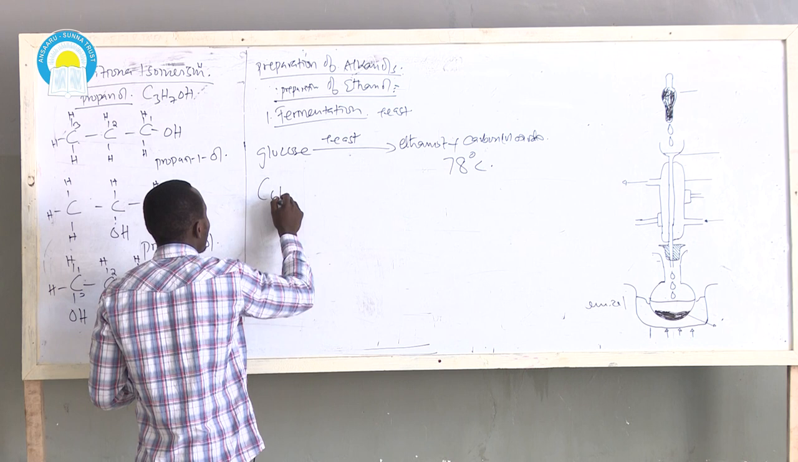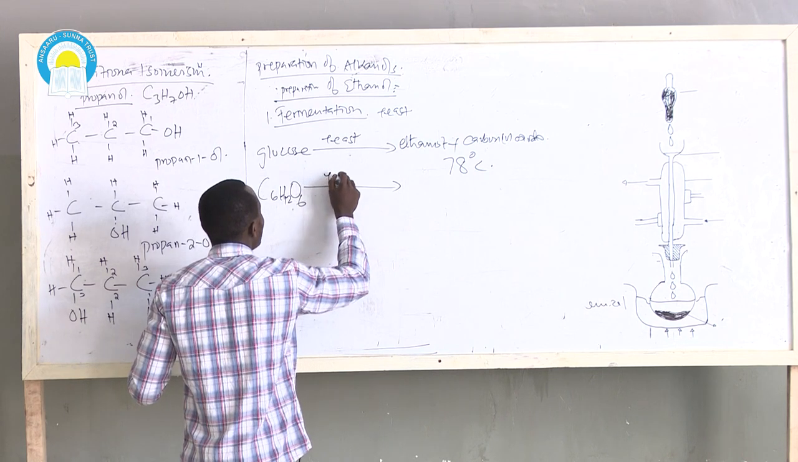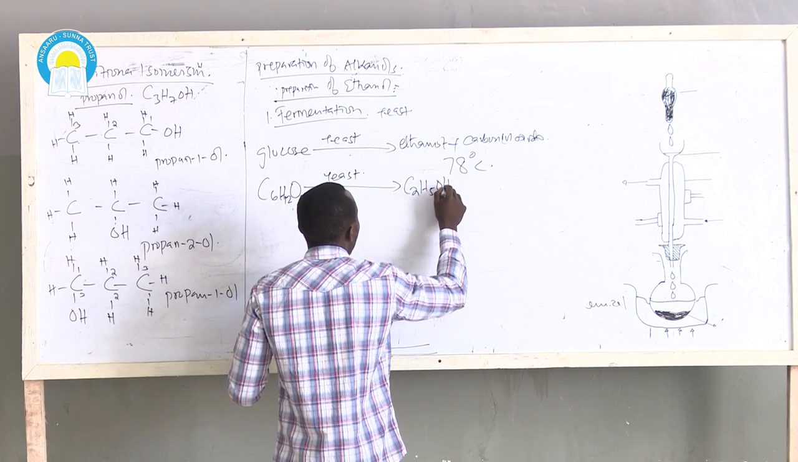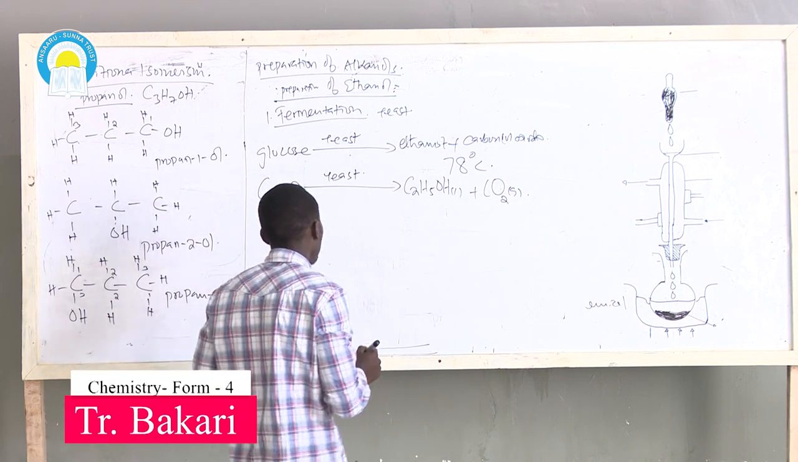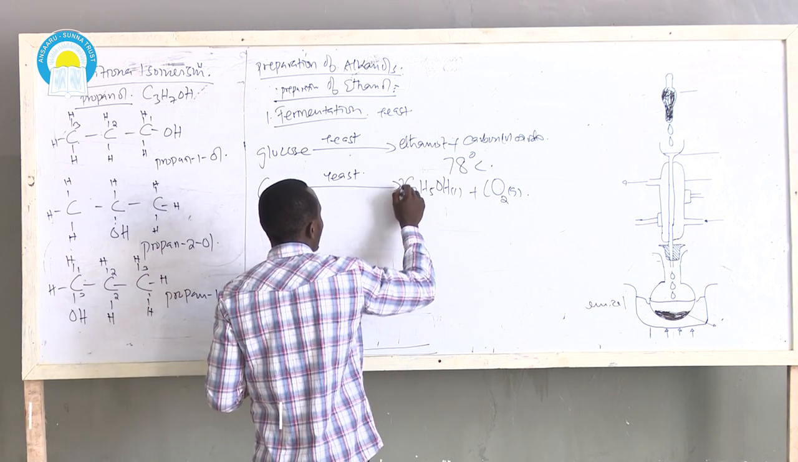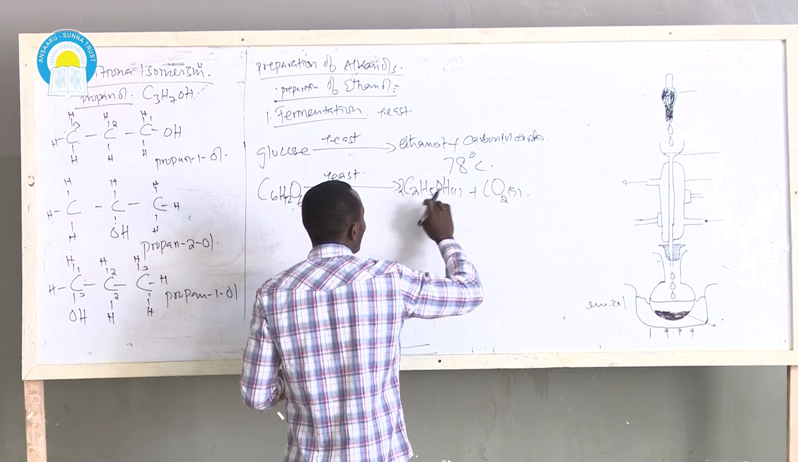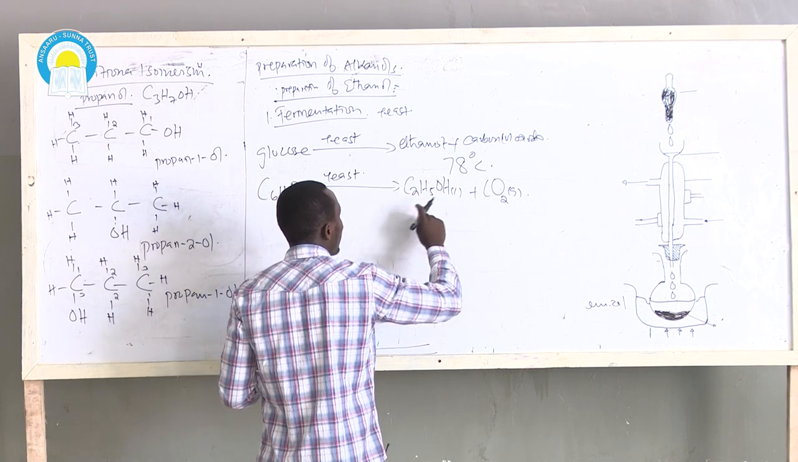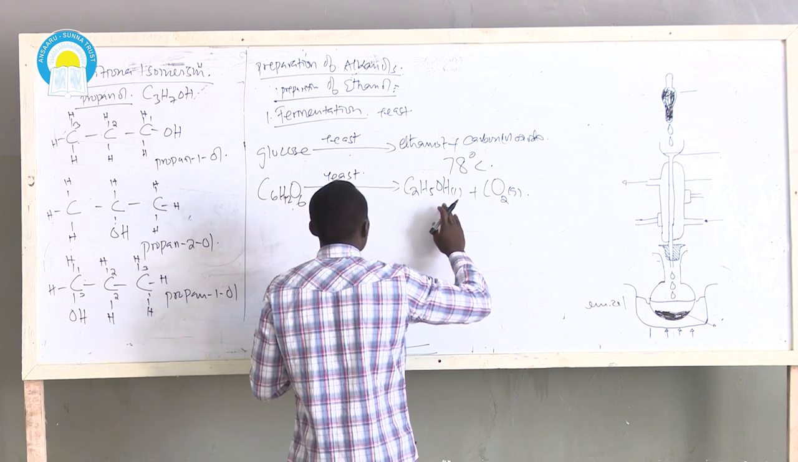Glucose is C6H12O6, being broken down in the presence of the yeast, giving us C2H5OH, which is liquid, plus CO2 gas. So that's the product that we are going to get in the process. Therefore, we place here 2, and this one also we place 4. This one is 2 plus 2. We are in the balancing of the chemical equation. We have 2 carbon atoms here, and 6 carbon atoms. Therefore, we try to balance this one.